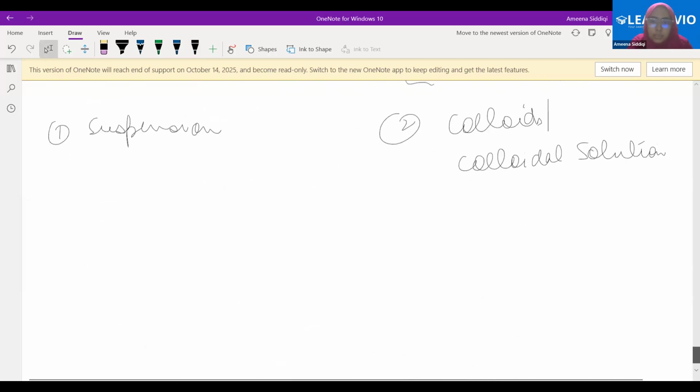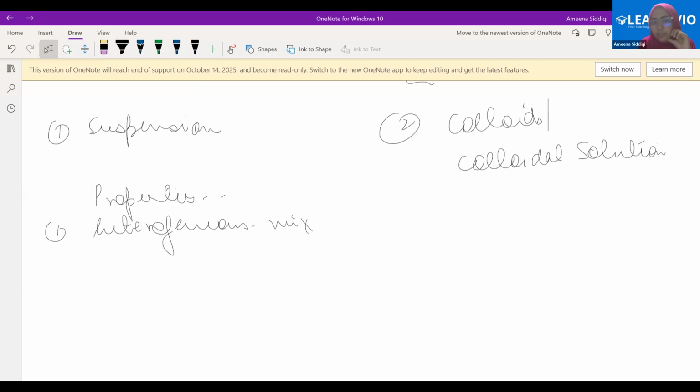Fine. So coming to the suspensions and the colloids and the colloidal solution. Since they are heterogeneous mixtures, what will be the properties here? I'm just quickly writing the properties. We'll be able to understand it here. First property, it's a heterogeneous mixture. This is for the suspension.